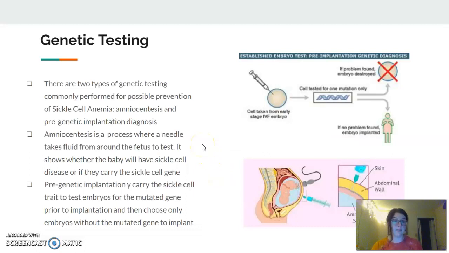And then genetic testing for sickle cell anemia, there are 2 types that can be performed prior to a baby being born with sickle cell anemia. So one is called amniocentesis, and that's where cells are taken from the amniotic fluid of the baby, and they test it to see if the baby will either have sickle cell anemia, the trait, or be normal. And then there's another one called pre-implantation genetic testing, which works with IVF technology. And this is just to test embryos before they even begin developing to see if they have the mutated gene or not.